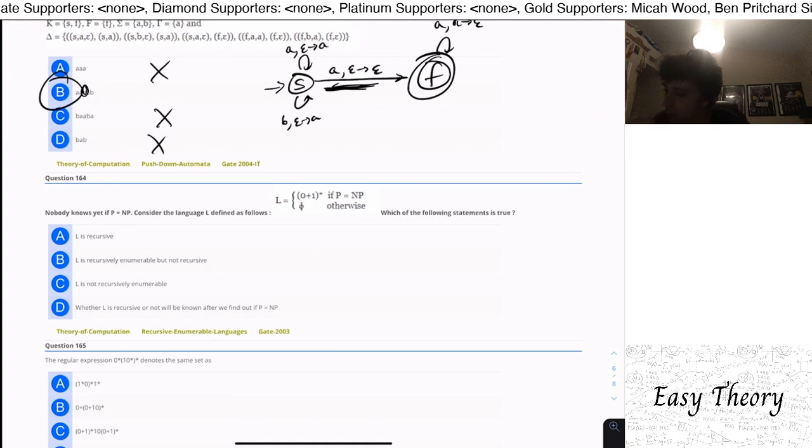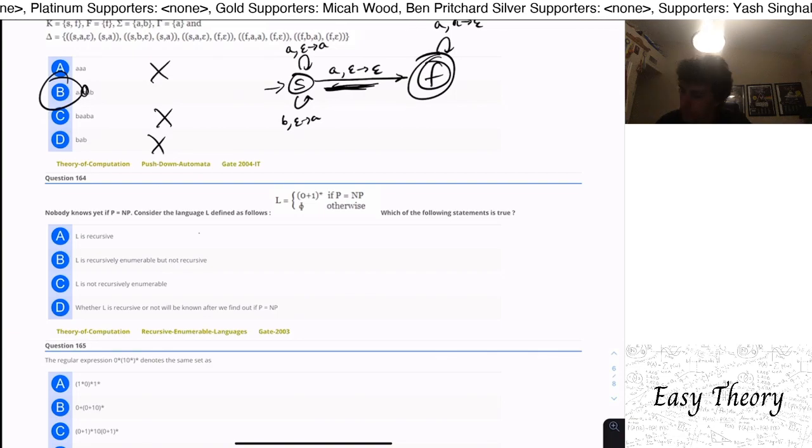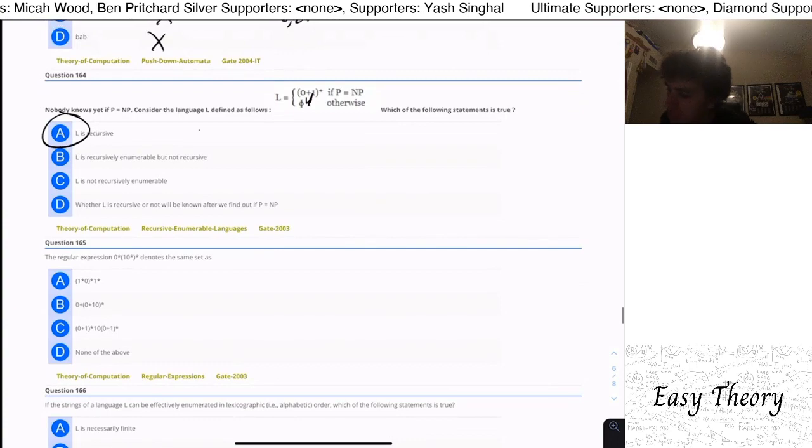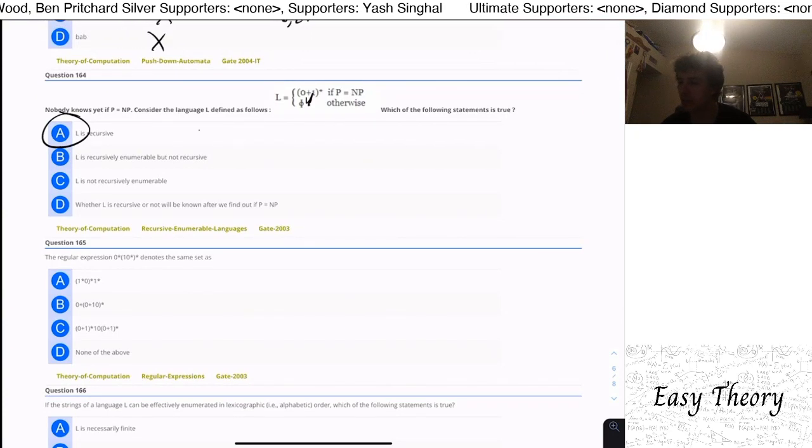Okay, yeah, here's a fun one. Consider a language that's 0, 1 star or empty set. Otherwise, which of the following conditions is true? L is recursive, and the reason is that a decider actually does exist. It's one of these two. It's just I don't know which one it is, but it exists. That's the key. It trips people up, but it's just the fact that it exists for that language L that's what actually matters.